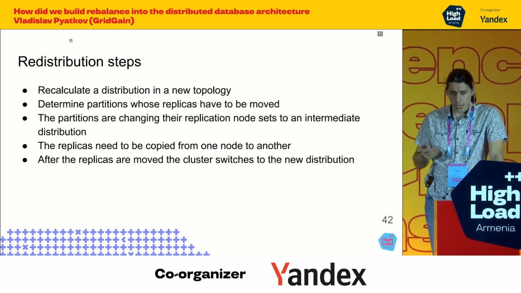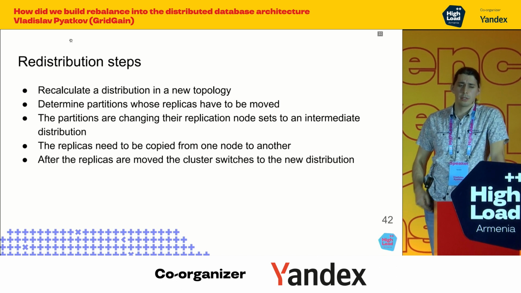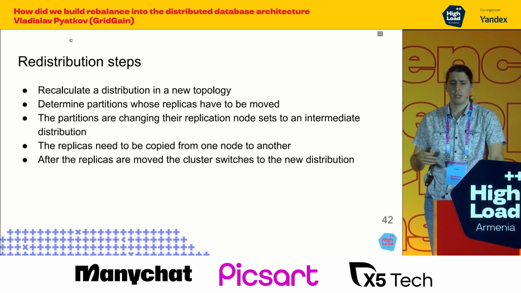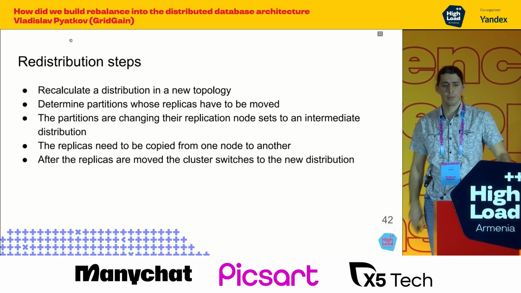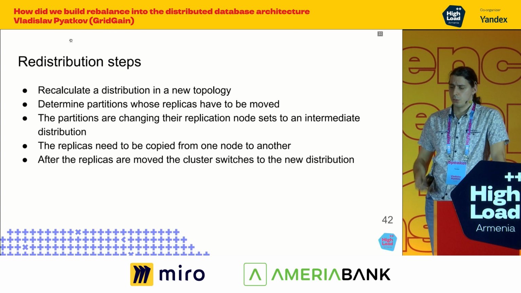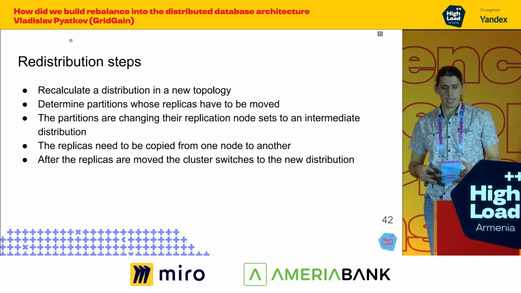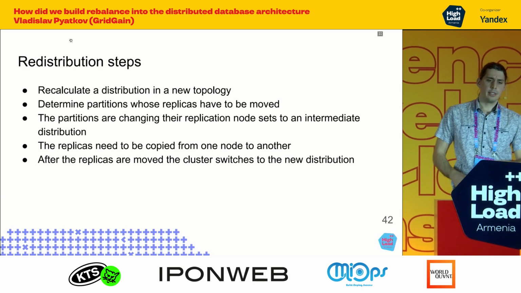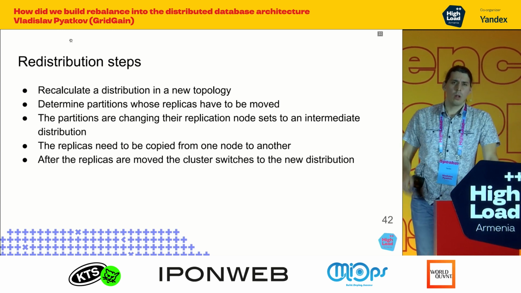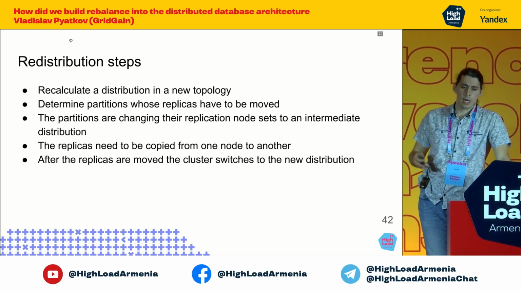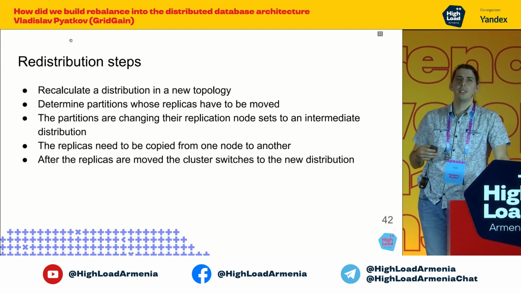Points required to change distribution. And the first point, recalculating using the new topology, a new distribution in the new topology when the circumstances are changed. After the recalculation, we should determine the partitions whose replicas should be moved to another node. Then build an intermediate distribution, and the cluster will work in an intermediate distribution until all replicas become up to date. And only when all replicas are up to date, we're ready to switch to the new distribution and continue working on it.